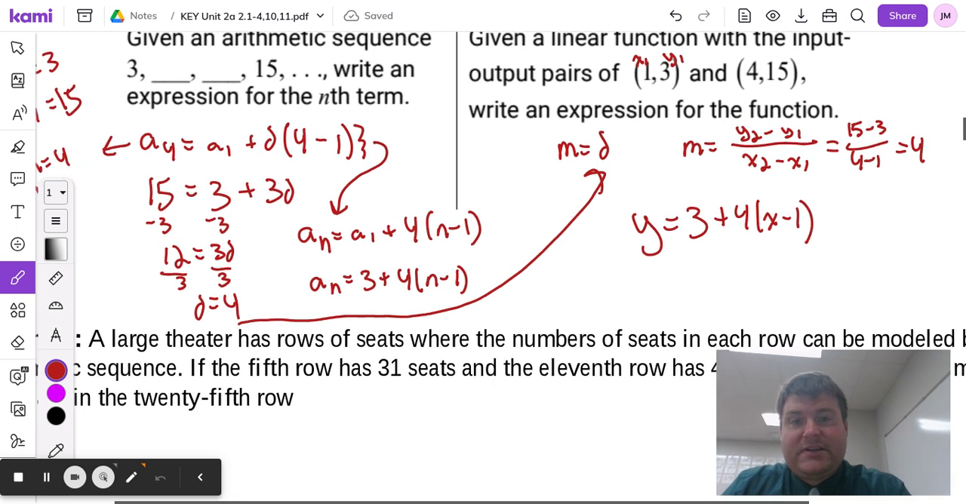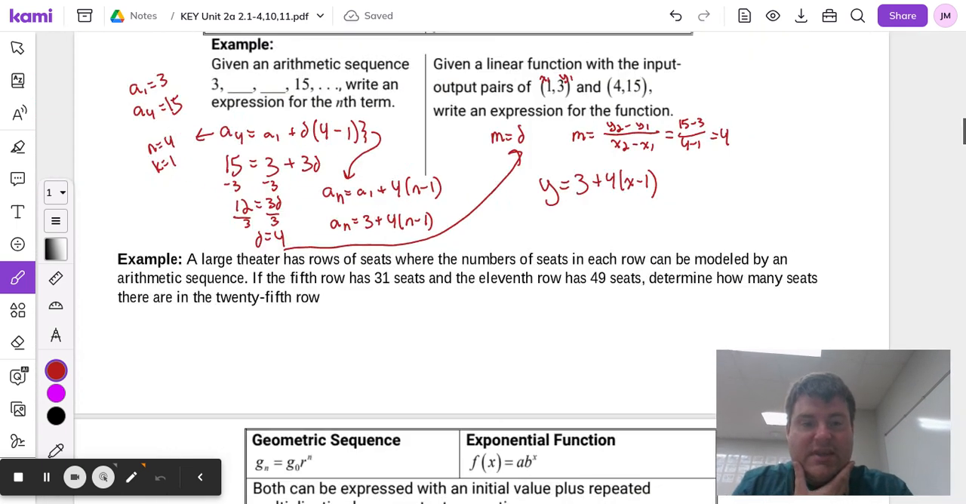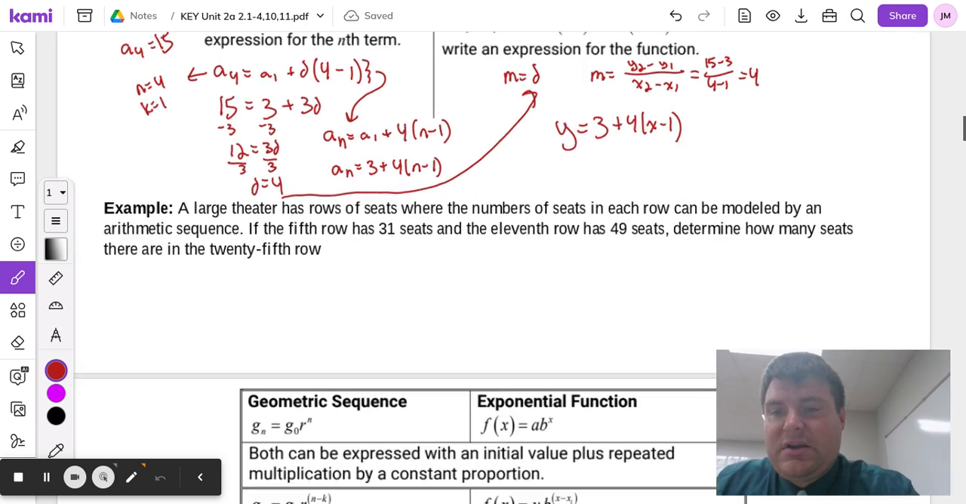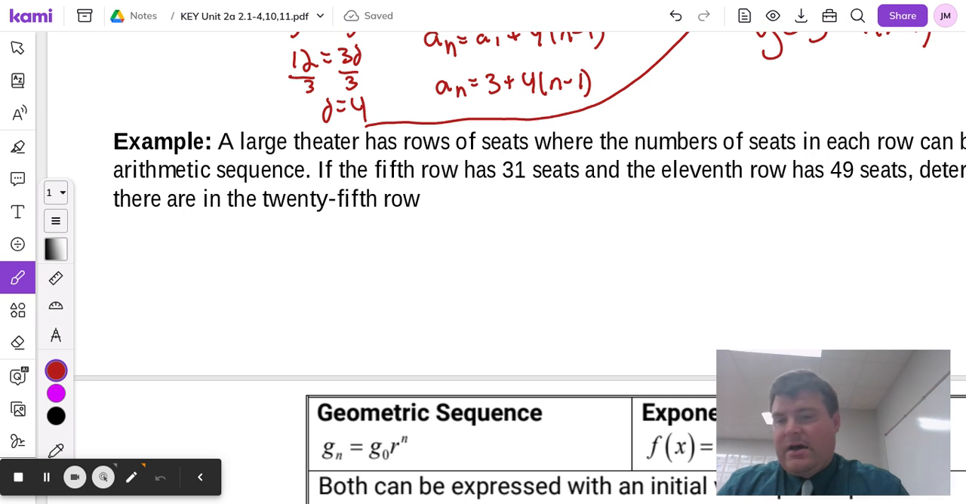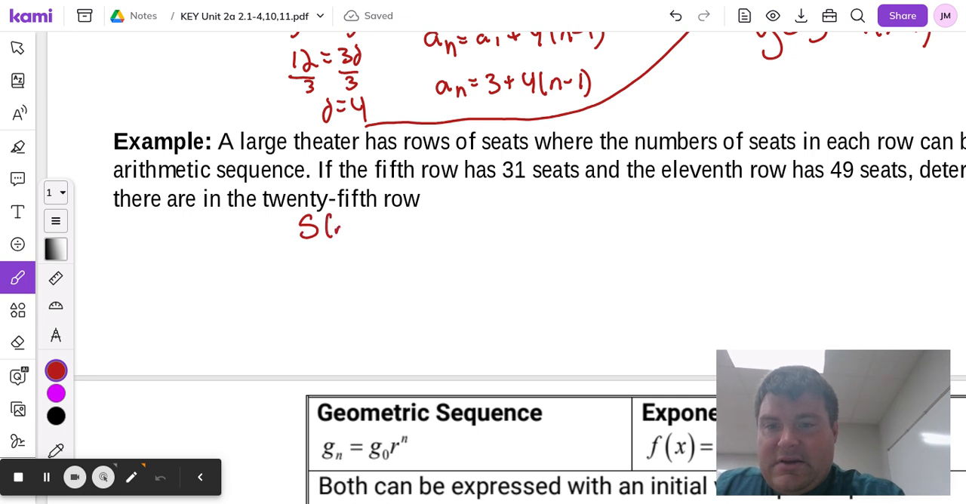All right, now let's take this and put this into an application problem. We have a large theater that has rows of seats where the number of seats in each row can be modeled by an arithmetic sequence. If the 5th row has 31 seats and the 11th row has 49 seats, determine how many seats are in the 25th row. So what I'm going to do here is name this S of n, a function for the number of seats.